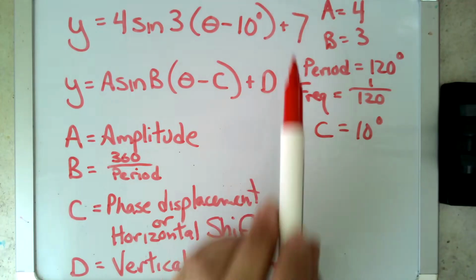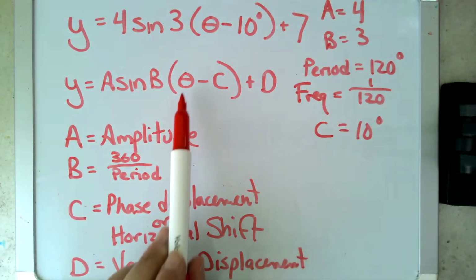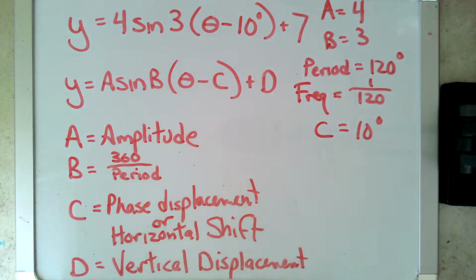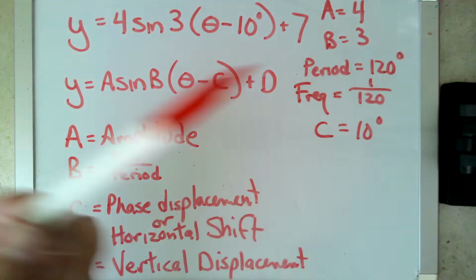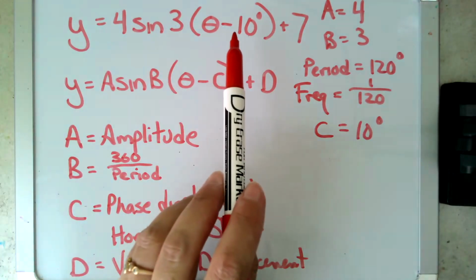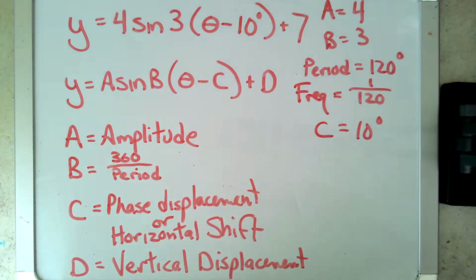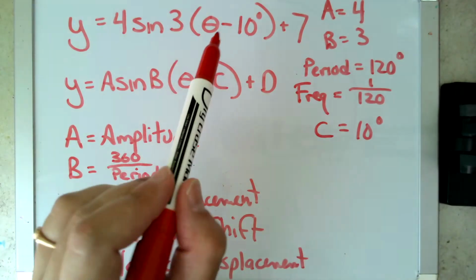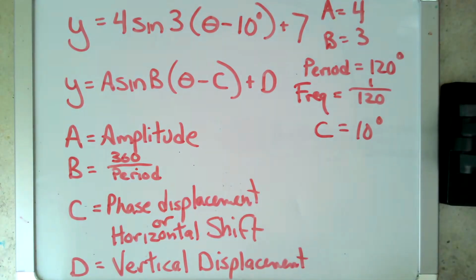If it says +7, that means up 7. If it says -7, that means down 7. Whereas my horizontal shift is the opposite of how it looks. If it says -10, that means 10 degrees in the positive direction. If it says +10, that must have been -10, which means I'm moving to the left. So just remember, in the horizontal, it's the opposite of what intuition would tell you. In the vertical, it's exactly what intuition would tell you. And now I have enough to go ahead and graph my equation.